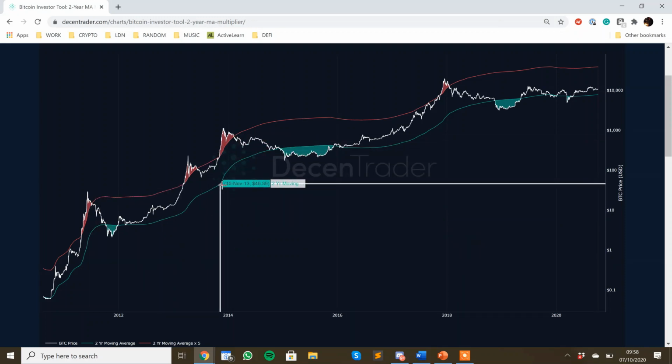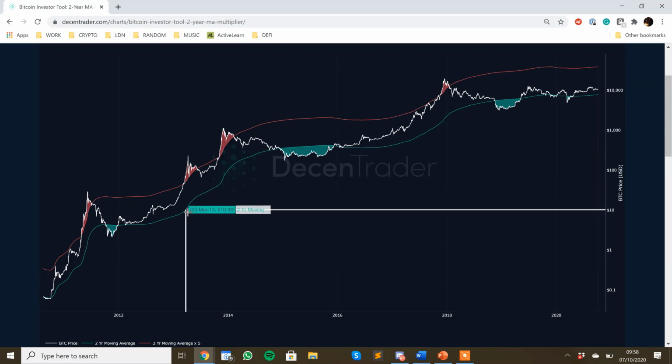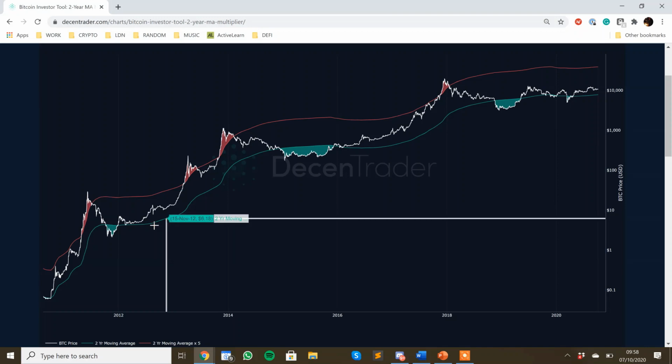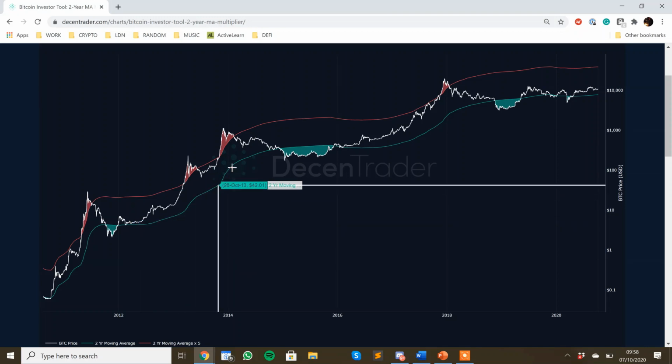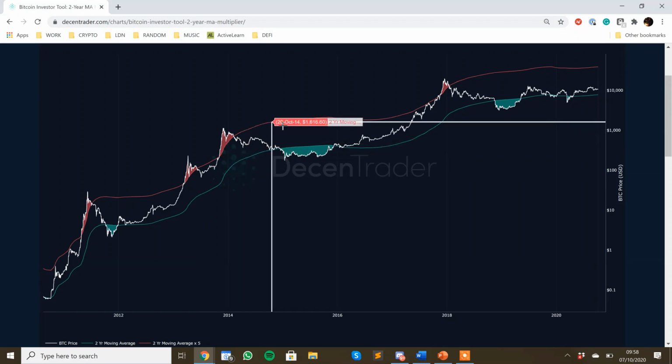So just to make that point, you can see if we go down to March 2013, when the value of the 2-year moving average line was at $10, if we move to the same date on the upper boundary, the times 5 multiple, you can see that value there is $50. Yeah, so we are literally multiplying by 5 the values of the 2-year moving average line here, the green line, to get to this red line here.